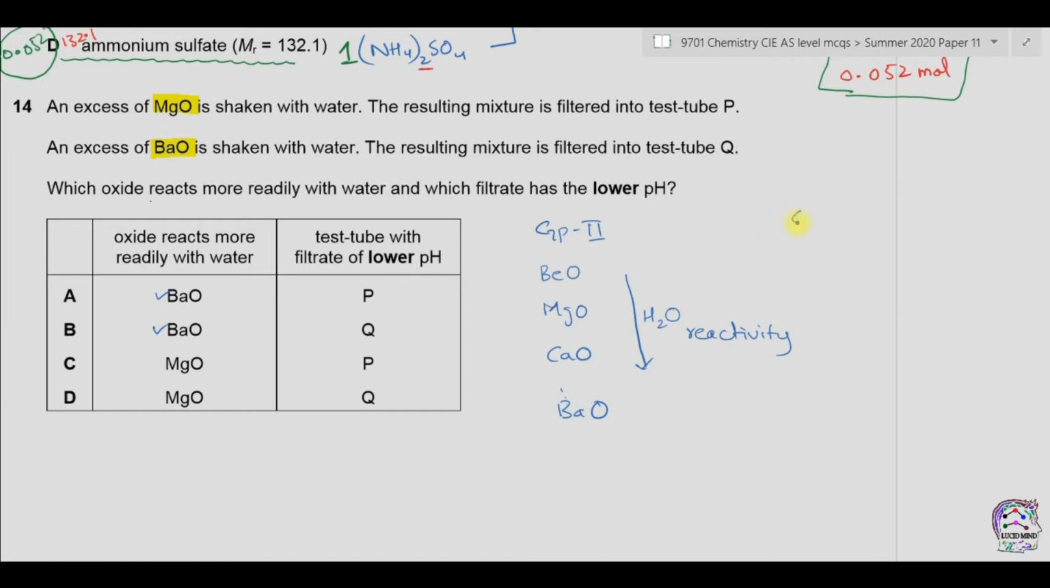Now let's find out the solubility of group 2 hydroxides. We know that the solubility of hydroxides increases down the group. So it means that barium hydroxide is more soluble in water as compared to beryllium hydroxide or magnesium hydroxide. So test tube P is of magnesium hydroxide and test tube Q is of barium hydroxide. Barium hydroxide is more alkaline, so it will have higher pH. And the question asks for the test tube with filtrate of lower pH, so the one with lower pH should be P. So the answer is part A.